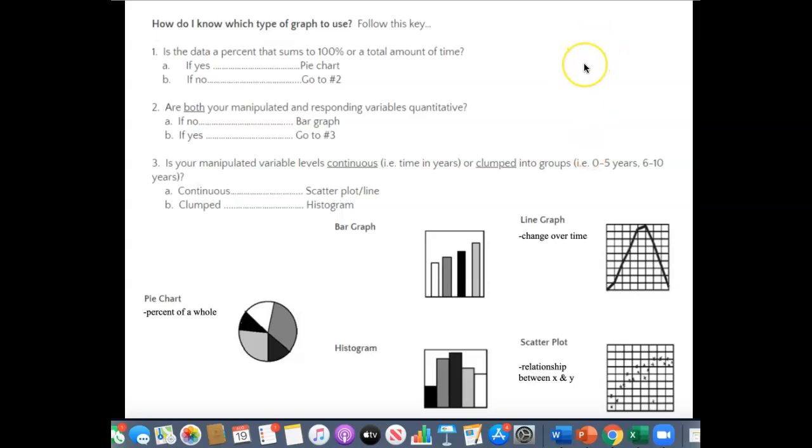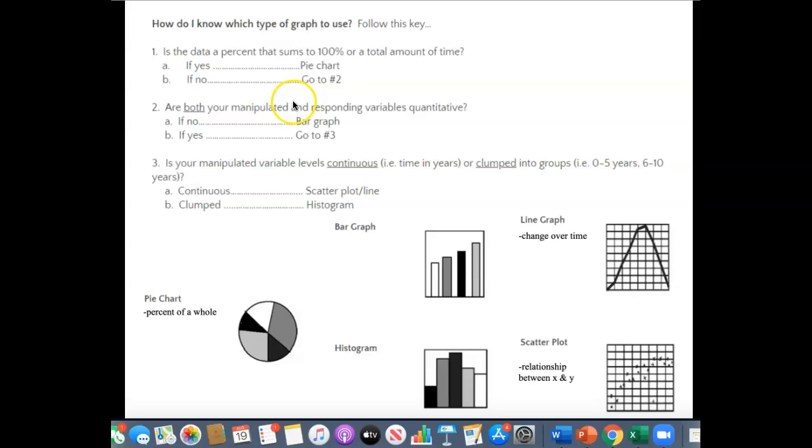This is just a flowchart to help you kind of figure out, well, what kind of graph do I do? So you can try following this key. Is the data a percent that sums up to 100% or some kind of a total? Like, is it a proportion of a whole? If yes, it could be a pie chart. So that's an example here. If it's not, you wouldn't use a pie chart. So you can go over here.